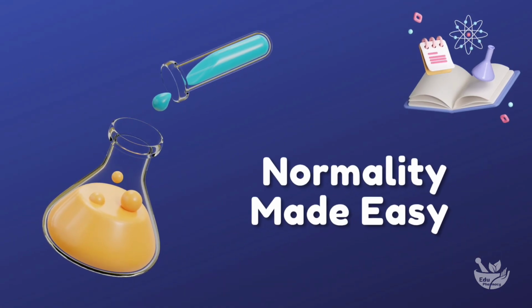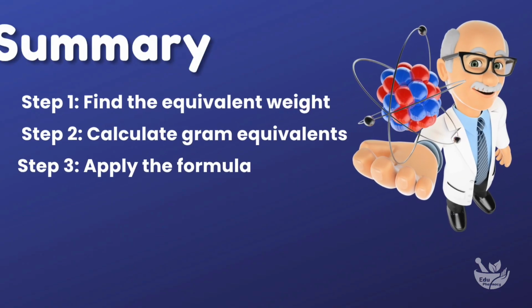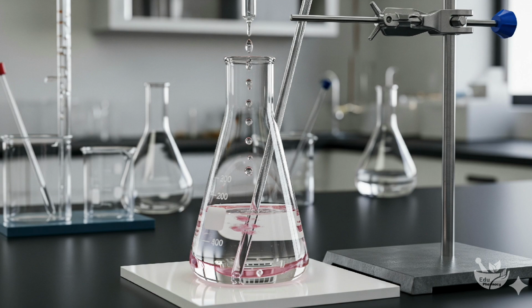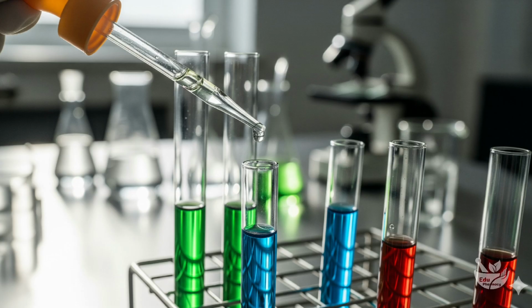And that's normality made easy. To summarize, Step 1. Find the equivalent weight. Step 2. Calculate gram equivalents. Step 3. Apply the formula. Normality is widely used in pharmacy for preparing standard acids, bases, and redox solutions.